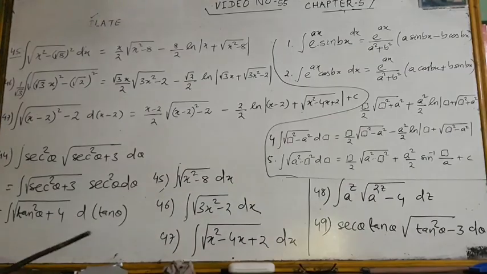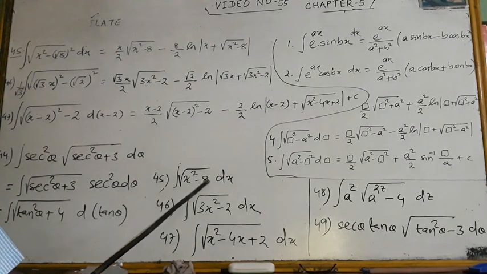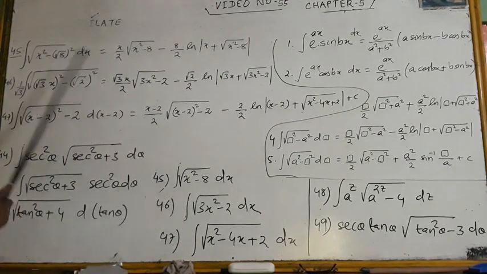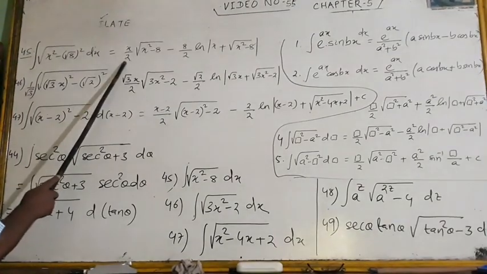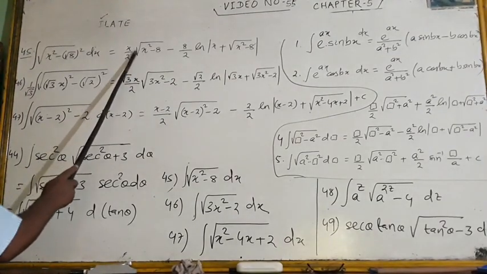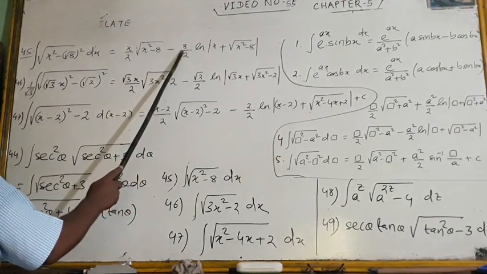Look here, I am doing number 45. It is the integral of root of x square minus a square dx. Writing it as root of x square minus a square, the answer is x by 2 times root of x square minus a square, and here it is minus.